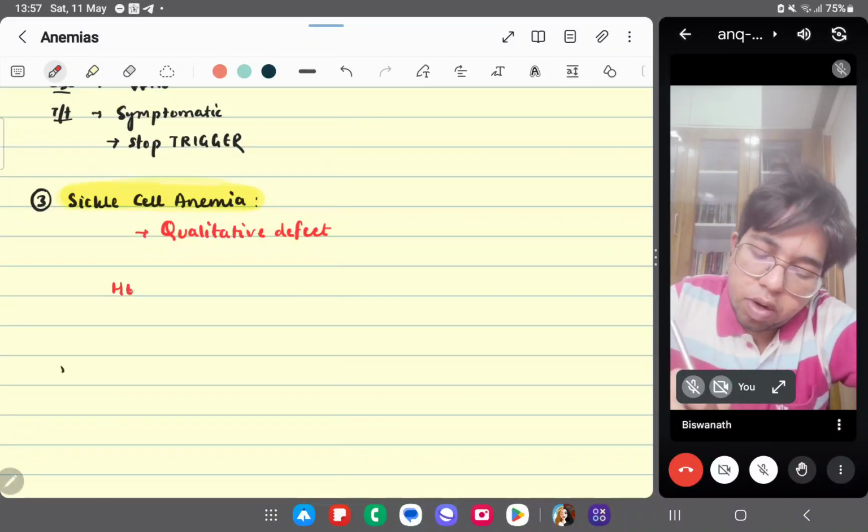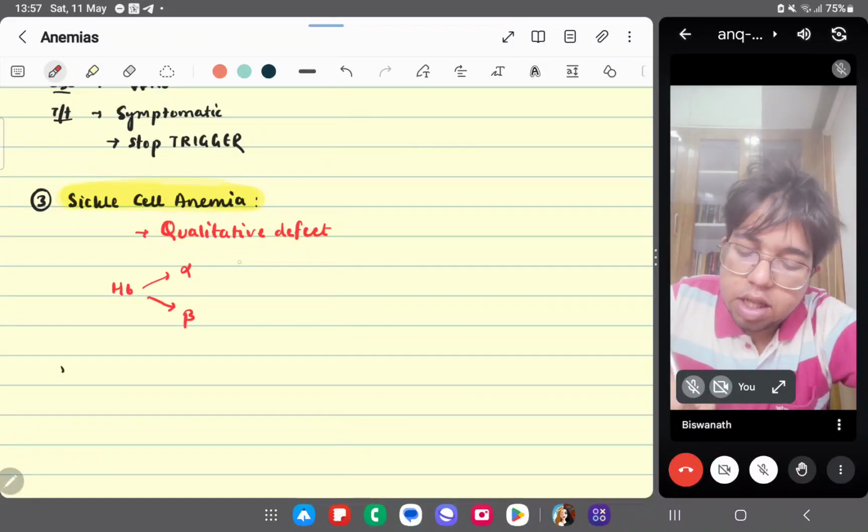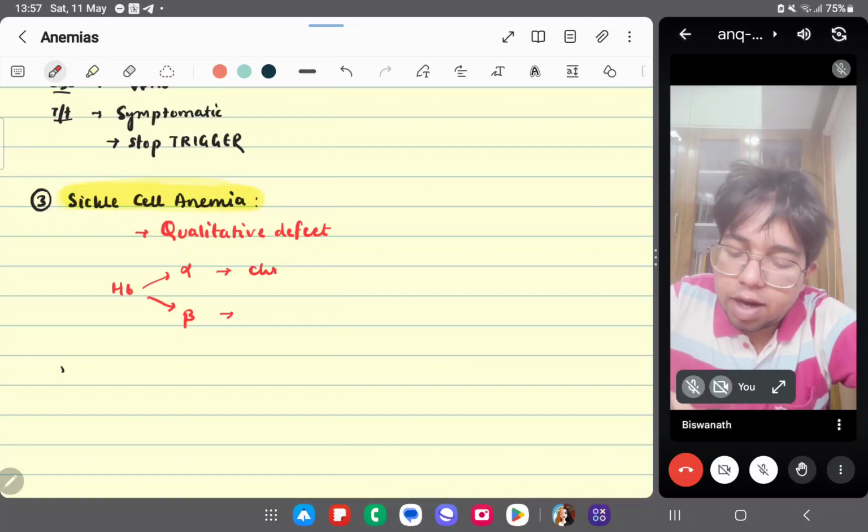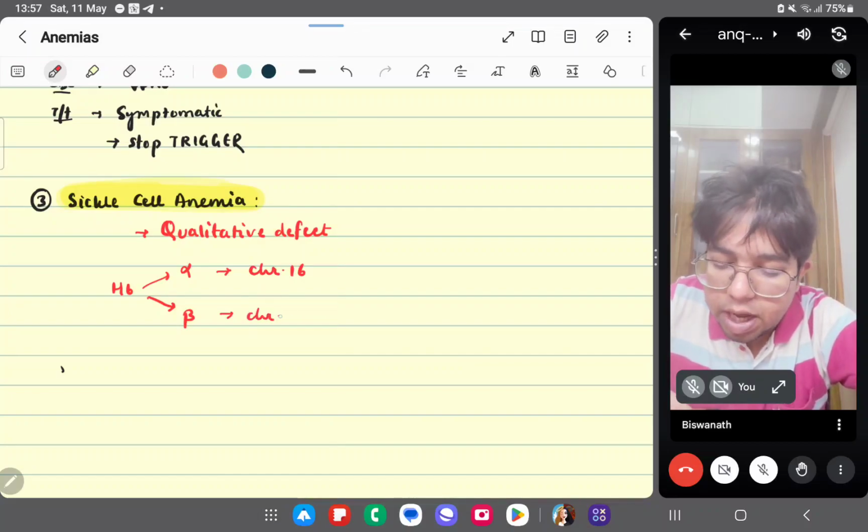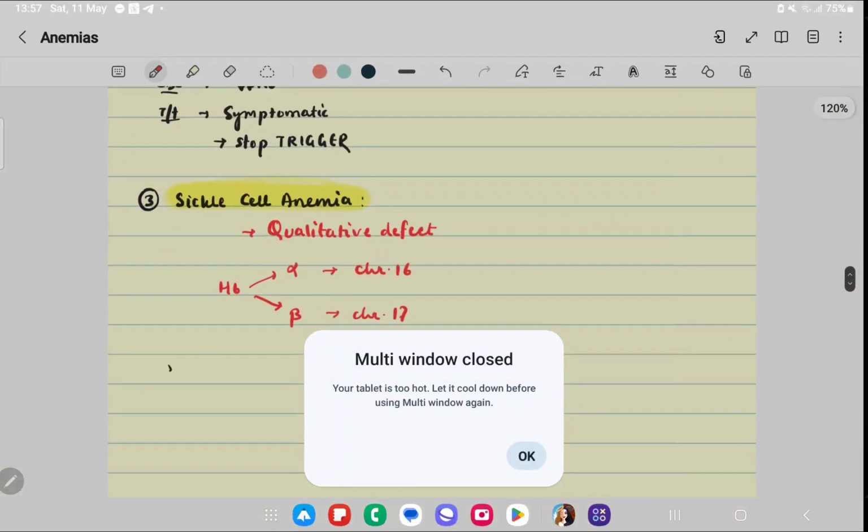Hemoglobin has an alpha chain and a beta chain. The gene coding for the alpha chain is present on chromosome number 16, and for the beta chain on chromosome number 17.